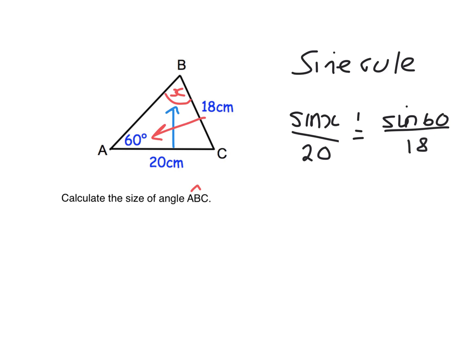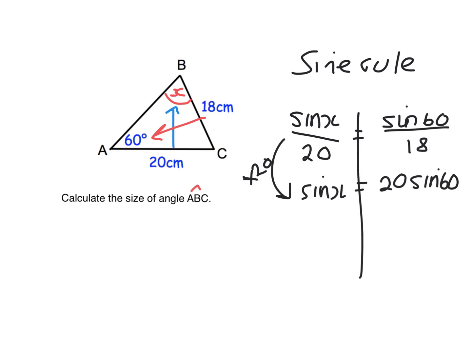I want to figure out what X is. The first thing I'm going to do is times by 20 on both sides. So that's going to get me sine X is equal to 20 sine 60 over 18. And I can put that on my calculator now. So 20 sine 60 over 18.